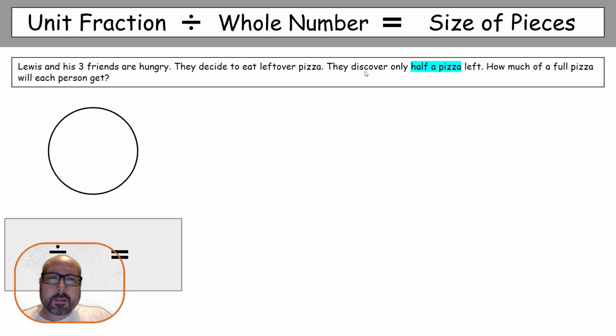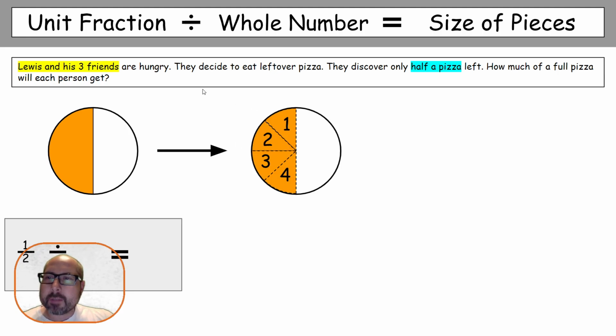Okay, so first thing is, you've got to figure out what you're dividing up. In this case, you're dividing up half a pizza. So we're going to go ahead and color in half a pizza there. And now what are we going to do with it? That's how much we start out with. Lewis and his 3 friends are hungry. So what are they going to do to this half here? Well, if it's Lewis and 3 friends, that's 4 total people that plan to eat. So we need to take that half and cut it into 4 equal slices. So it's going to look something like this. So we're going to take this half and divide it by 4.